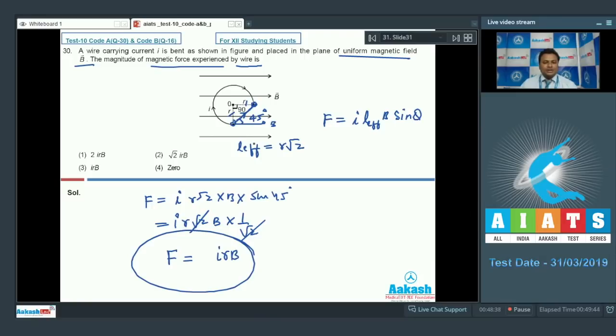And after looking at the expression, we can say that option number 3 is absolutely correct. So we will go with option number 3 only. Now let us proceed to the next question.